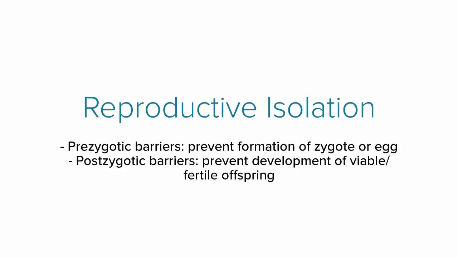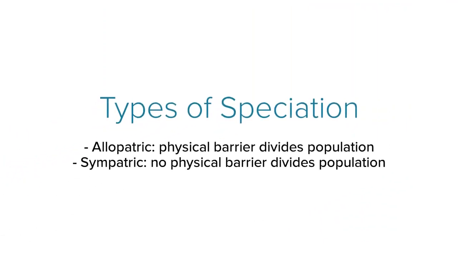Reproductive isolation is a way that we can keep species separate, and so there's two types: prezygotic barriers, which prevent the formation of the zygote or egg, and examples of those are habitat isolation or behavioral isolation. And then post-zygotic barriers prevent the development of viable or fertile offspring, and an example of this is reduced hybrid viability.